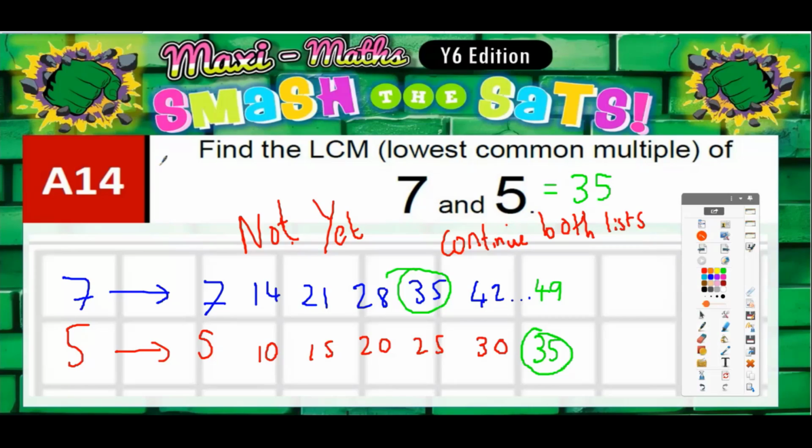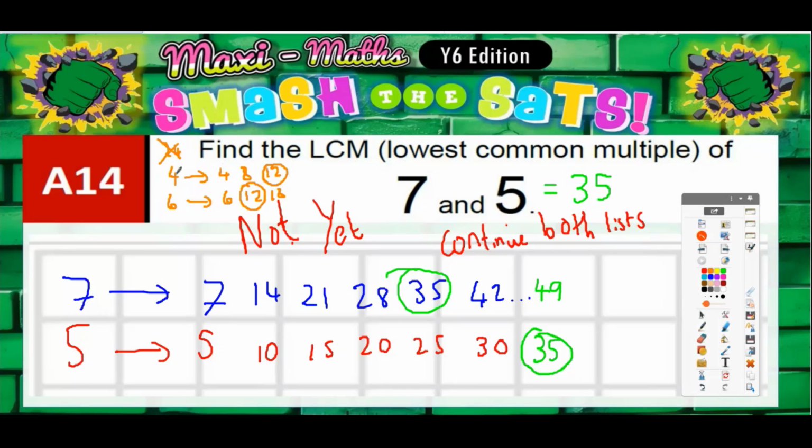And a quick example of where it doesn't always work is 4 and 6. If you times them together, you would get 24. But the lowest common multiple of 4 and 6 is not 24. It's actually 12, because it would go 4, 8, 12, and then 6, 12, 18. And as you can see, 12 is the lowest, not what you get if you times them both together.